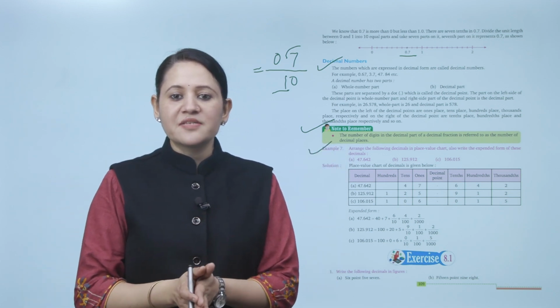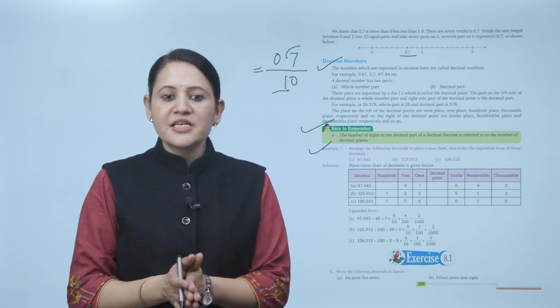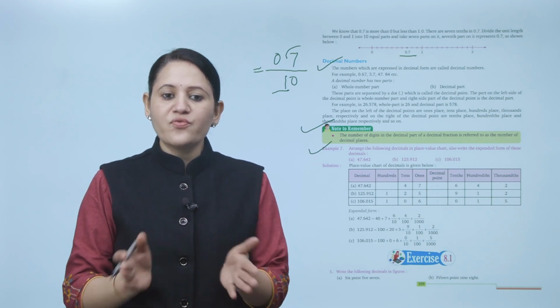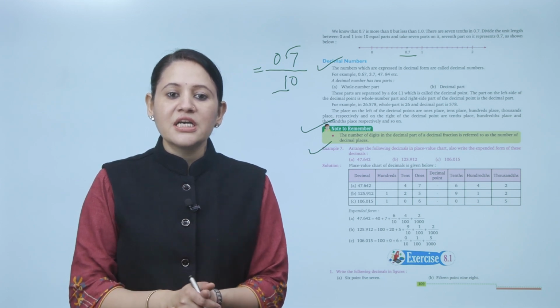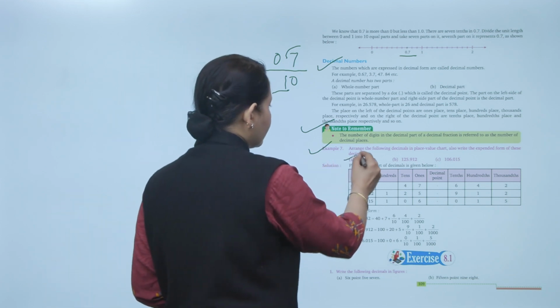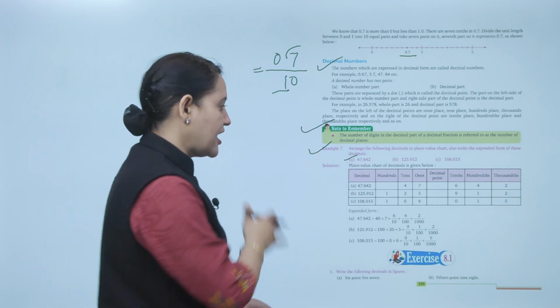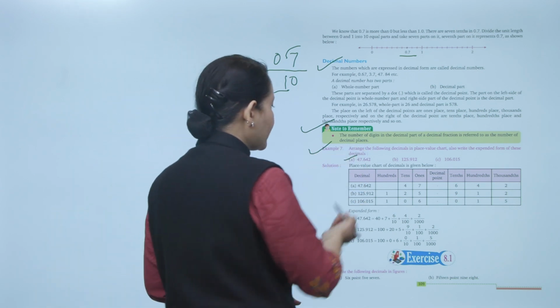Arrange the following in the decimal place value chart. Also write the expanded form of these decimals. So the first one is 47.642. So we have to represent this number in a place value chart and also write its expanded form.